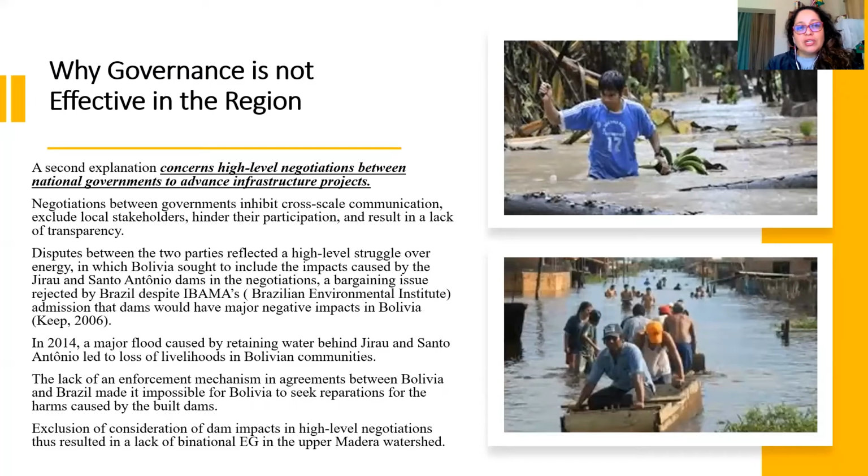The second explanation concerns the high-level negotiations between national governments to advance infrastructure projects. These negotiations inhibit cross-scale communication, exclude local stakeholders, hinder their participation, and result in a lack of transparency. In 2014, a major flood caused by water retained behind Jirau and Santo Antônio led to a loss of livelihoods in many Bolivian communities, but the lack of an enforcement mechanism in agreements between Bolivia and Brazil made it impossible for Bolivia to seek reparation for the harm caused by the built dams.